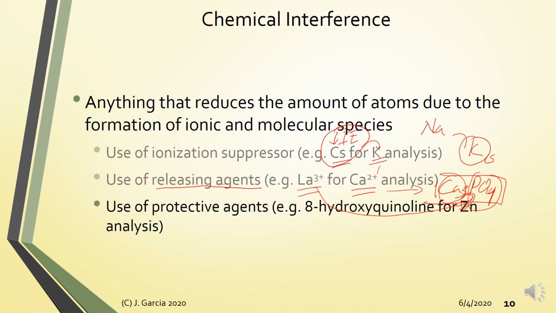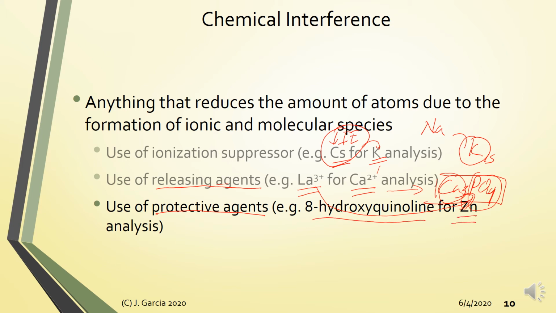Then lastly, you can use a protective agent. This is to prevent your metal analyte from forming unwanted refractory compounds in the first place. Usually protective agents are chelating agents. An example would be the use of 8-hydroxyquinoline for the analysis of zinc.